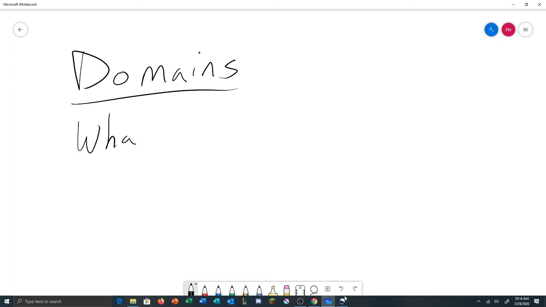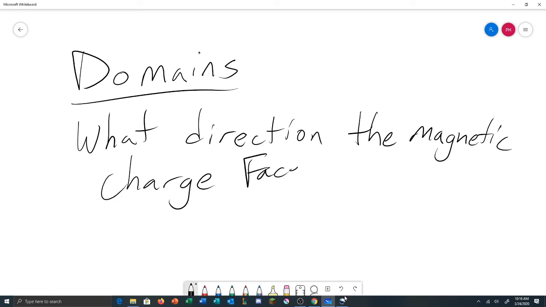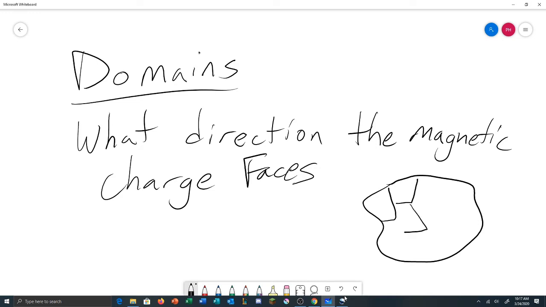So it's what direction the magnetic charge faces. It can be in any direction. All iron has domains in it. So you could look, if this was a piece of iron, domains are like slices of that. They're broken off pieces. Each piece has its own domain.